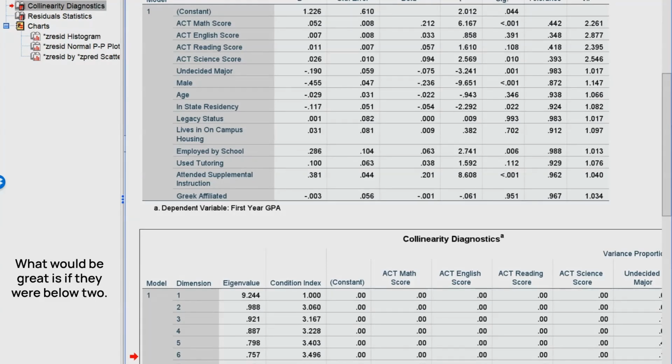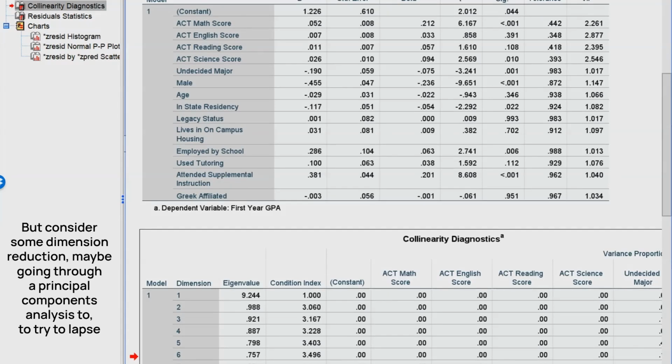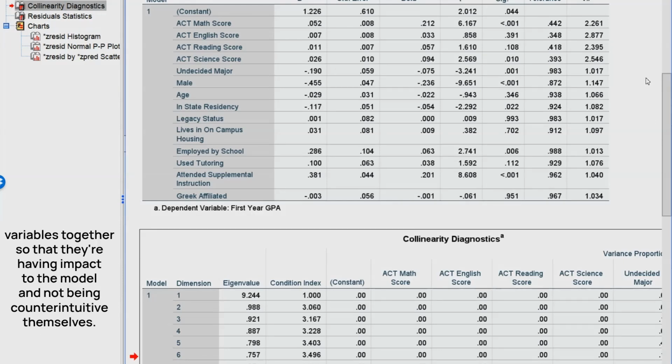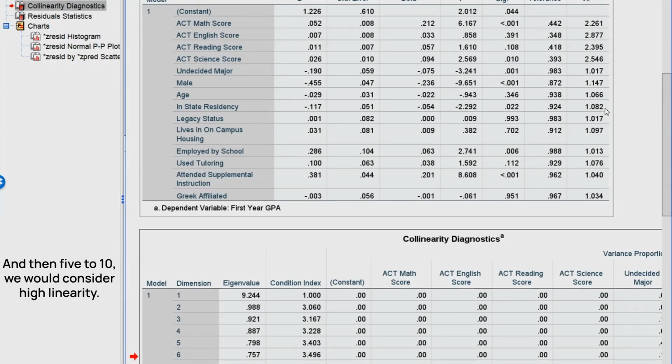What would be great is if they were below 2. So 0 to 1 means there's no collinearity. That would be ideal. 1 to 2 is very low collinearity. We would call this acceptable. 2 to 5, we'd call moderate. We'd say monitor. It's probably okay, but consider some dimension reduction, maybe going through a principal components analysis to try to collapse variables together so that they're having impact to the model and not being counterintuitive themselves. And then 5 to 10, we would consider high collinearity. We would call this a caution flag, investigate further. And anything 10 plus would be severe and serious issues.